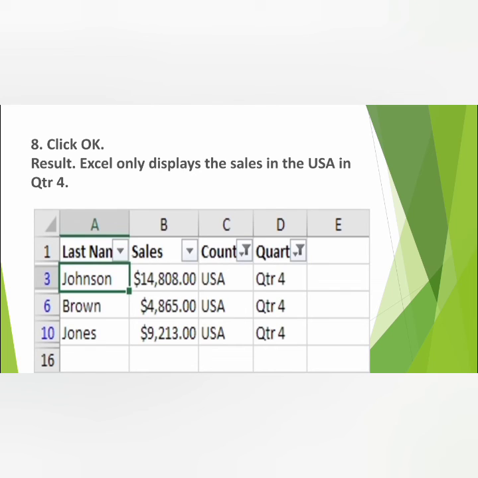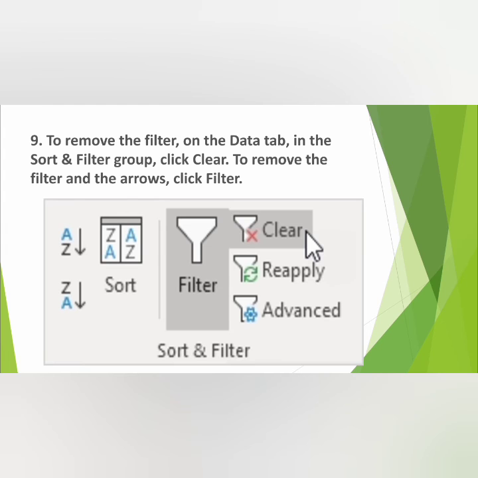With the help of filter, we can only see those records that match our condition, and it temporarily hides the rest of the data. Now, if we want to remove the filters we have applied, on the Data tab in the Sort and Filter group, click on Clear. To remove the filters and the arrows, click Filter. So from the Data tab, we go to the Sort and Filter group, and click on Clear. It will clear all the filters which we have already applied on our data sheet.